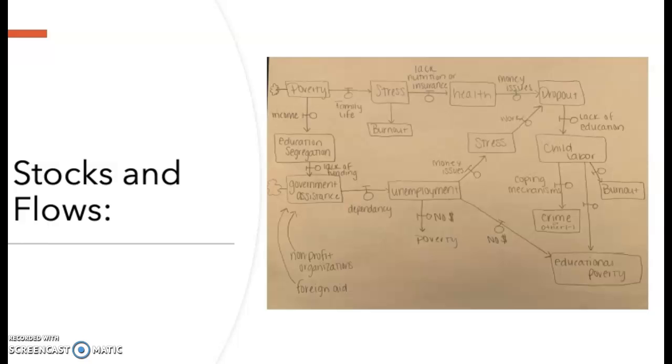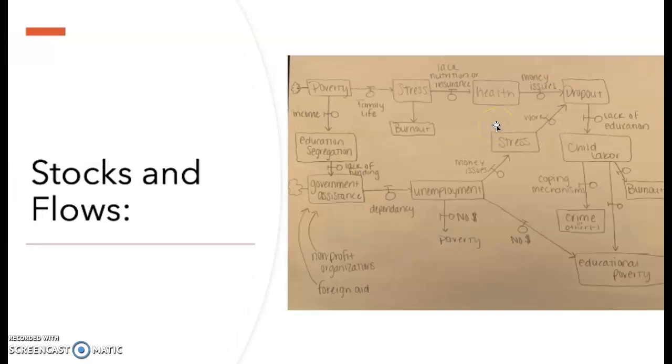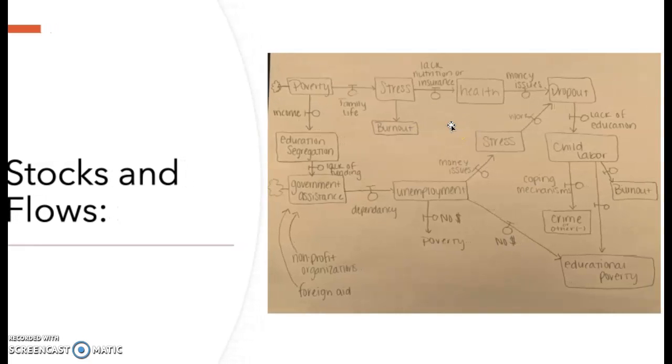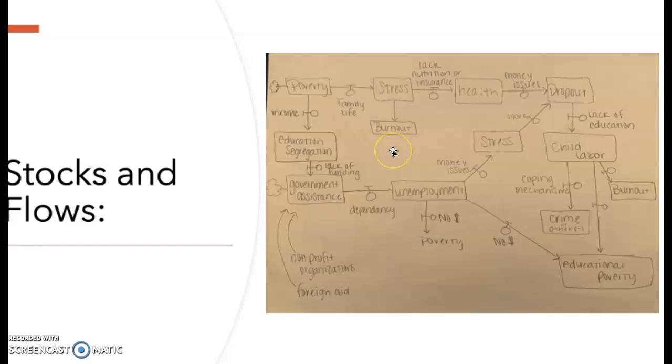So to go over some stock and flows here, I'm going to zoom in a little bit because I know it's out of focus. I started up at the top with my stock and flows with poverty, and down in the bottom right-hand corner, you can see most of these lead to educational poverty.